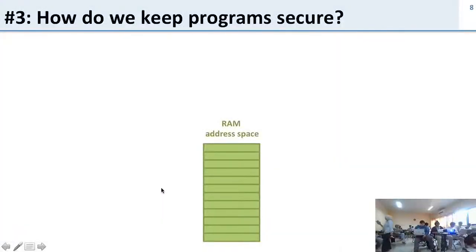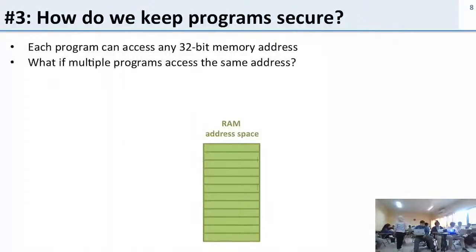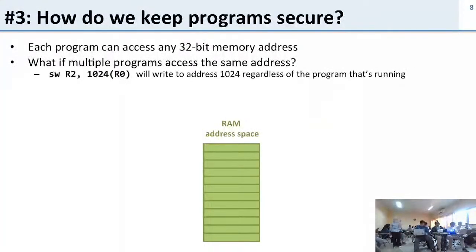Now let's look at another problem with the memory. How do we keep our programs secure? Each program can access any 32-bit address. What if multiple programs access the same address? So let's take a look at an example here. We're going to have 2 programs that are both going to issue this instruction, store word R2, 1024 at R0. This instruction is going to write to address 1024.